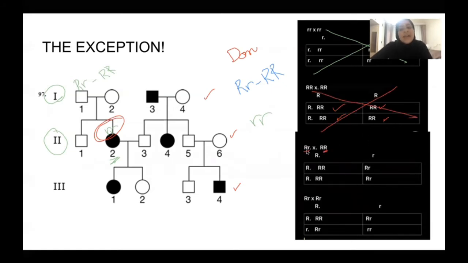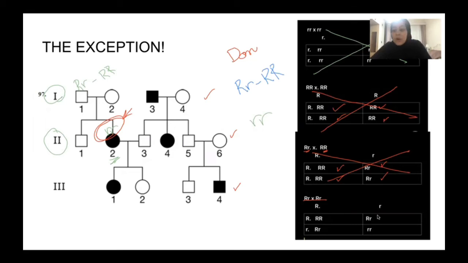If we crossed a heterozygous with a homozygous dominant, it will get also 100% dominant, which is also not applied here in this pedigree. But if we crossed a heterozygous with a heterozygous, as it is shown here in this last Punnett square, it will get 75% dominant and 25% recessive, which is the only possibility, the only possible genotypes that can be crossed together to get two dominant parents get a recessive kid.